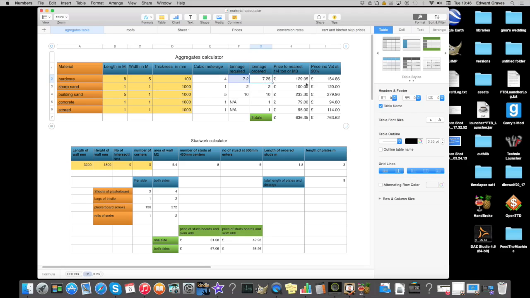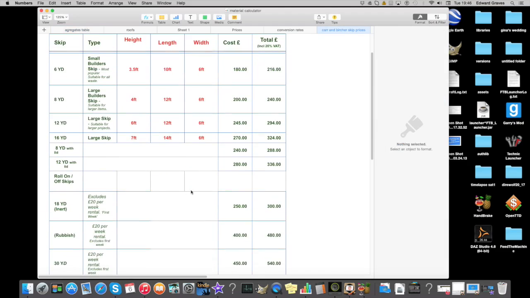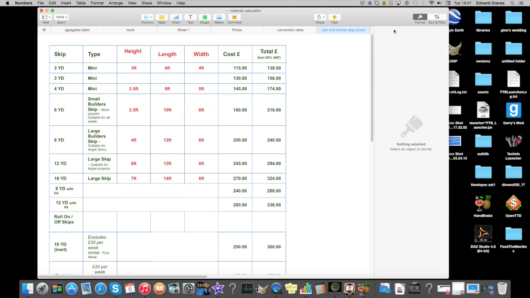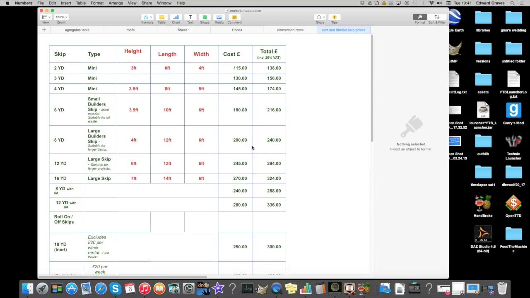Now in here I have got Carl and Bircher skip prices, because they were the company who we use locally. They're not paying me to say this. I haven't even asked them if I can say this, I suppose, but I just phoned them up and they sent me their price list. This is not trade prices. This is just a person. That's the cost of their skips. Where the hell is it?